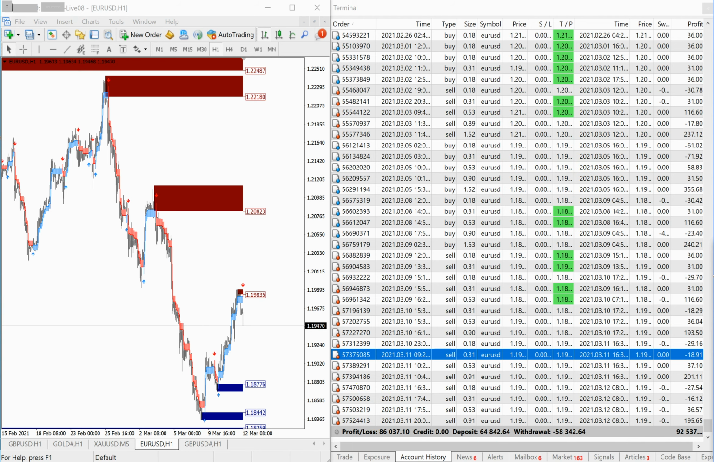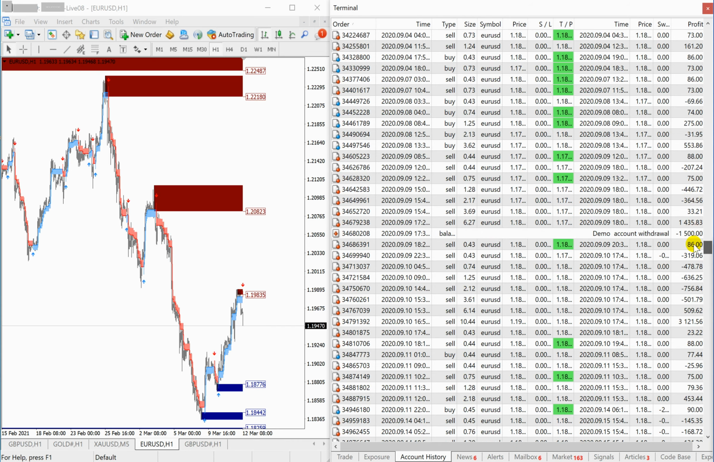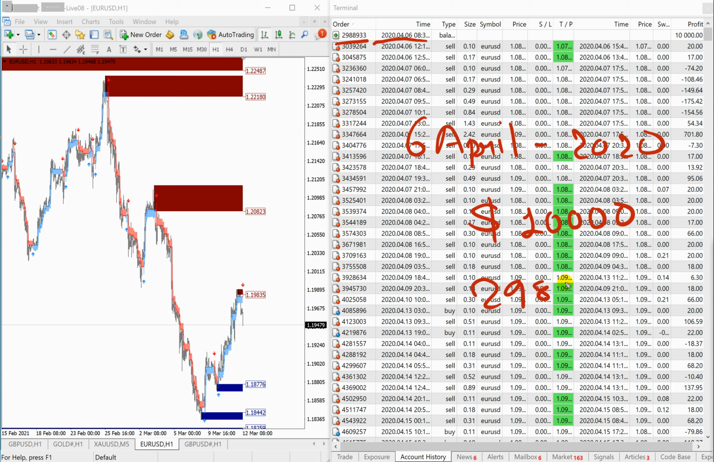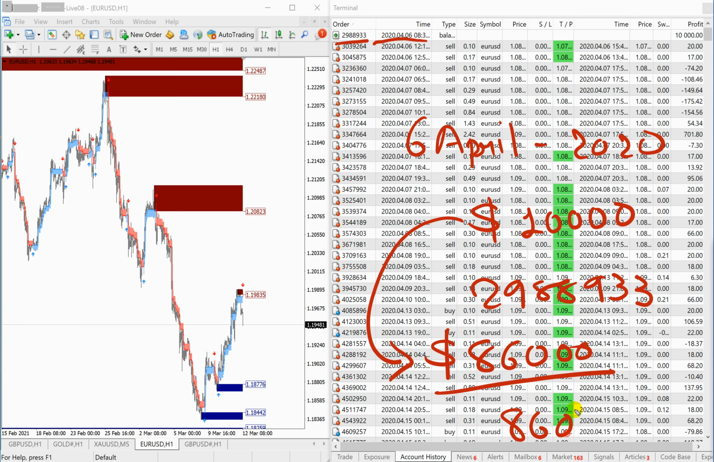We'll see when the trading was started and on what capital the $86,000 profit is made. So you can see over here that on 6th of April 2020, $10,000 were deposited on this account with the order ID 2988933, and as of now $86,000 profit has been booked on this account. So that is 860% return in 11 months if we count.